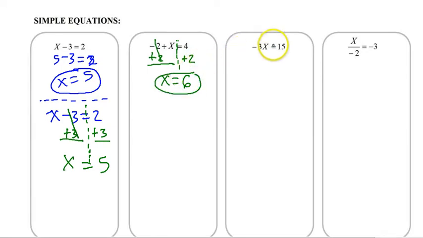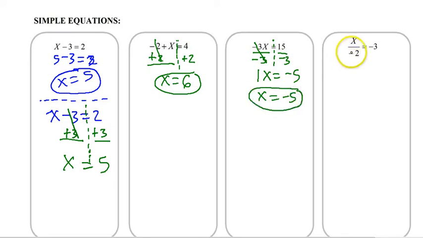Alright, next one. If you look at the negative 3, it's being multiplied to the x. So that means we have to do the opposite, which is divide. Because what is negative 3 divided by negative 3? It's 1. And so we get 1x. But if you divide this side by negative 3, you have to divide the other side. So x equals negative 5.